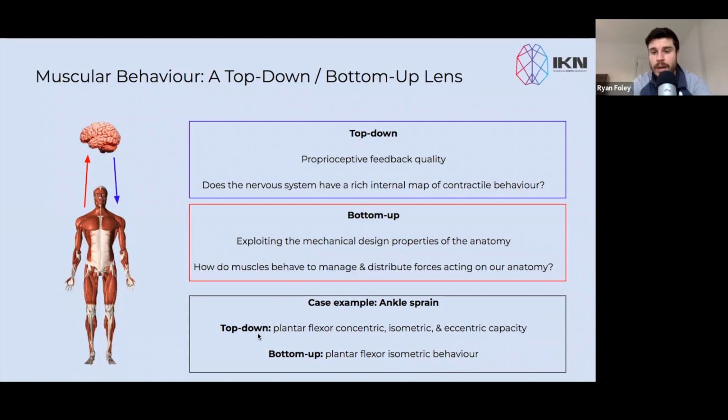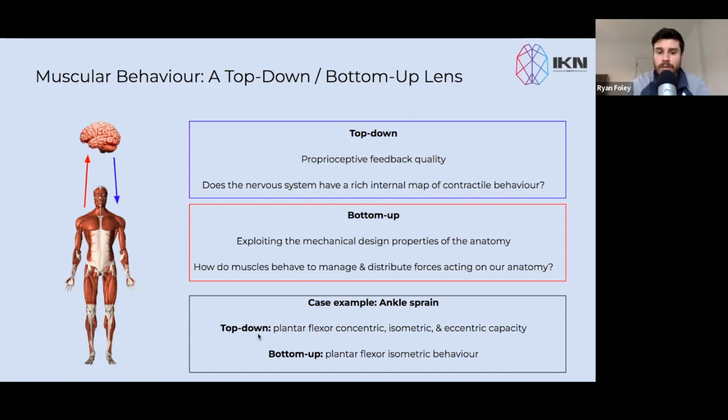Okay, so if we look at a quick case example here, let's say we have a client 2 weeks post lateral ankle sprain that just came to see us in clinic, and they were just resting the ankle for those 2 weeks. In that time frame, the nervous system likely wasn't receiving quality proprioceptive feedback from those tissues around the ankle. And so what we want to do early on is improve the contractile variability of those muscles, which means improving how those muscular tissues move and manage forces with those three key contractile behaviors: concentric, isometric, and eccentric.